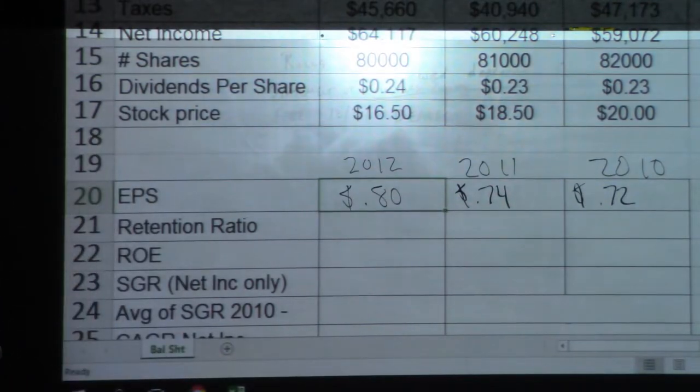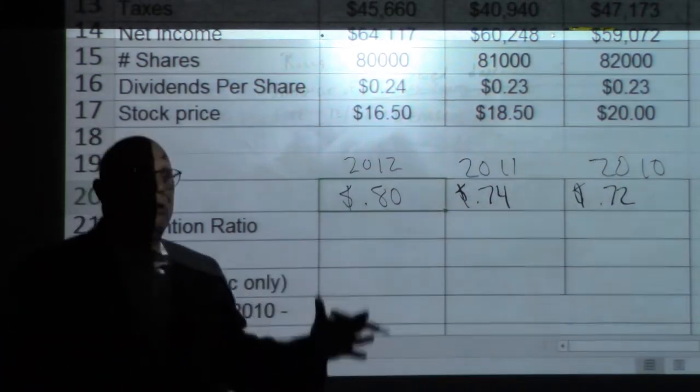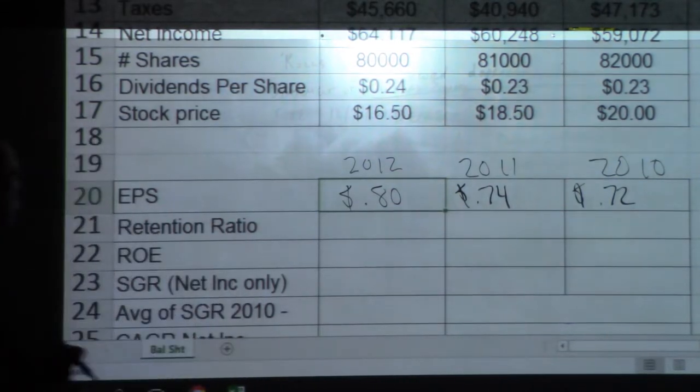All right, now let's do the SGR. Now, groan. Everybody hates the SGR. And you know, I just want to do the SGR for 1 year. Let's just do the SGR for 1 year. Let's make it easy. So let's find the retention ratio.